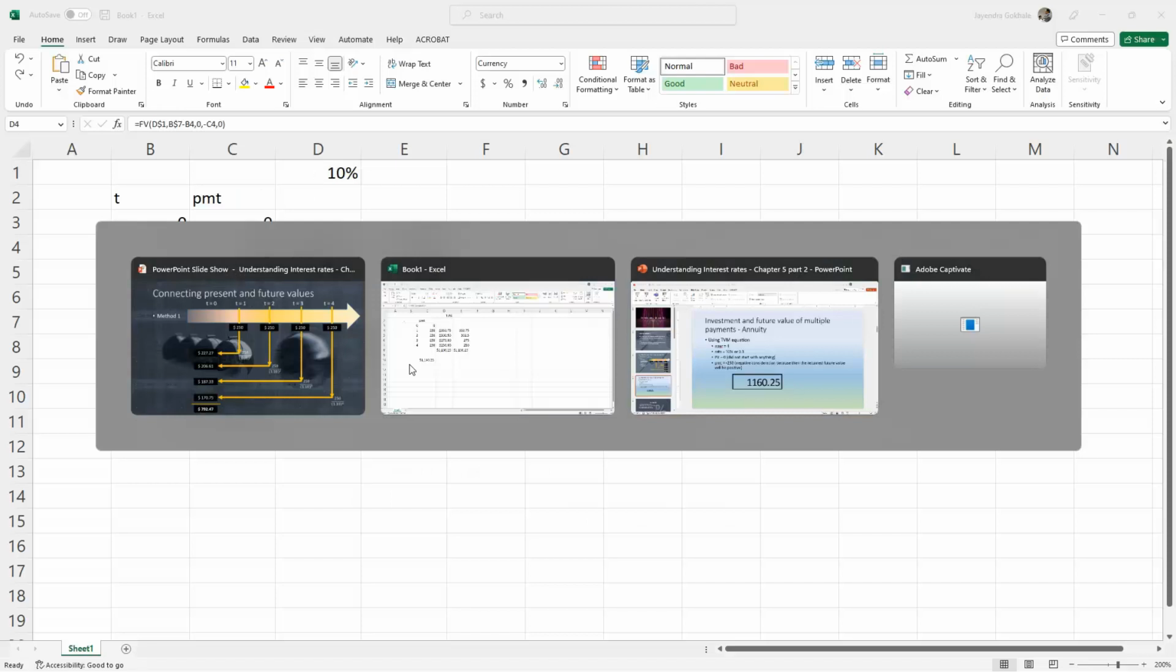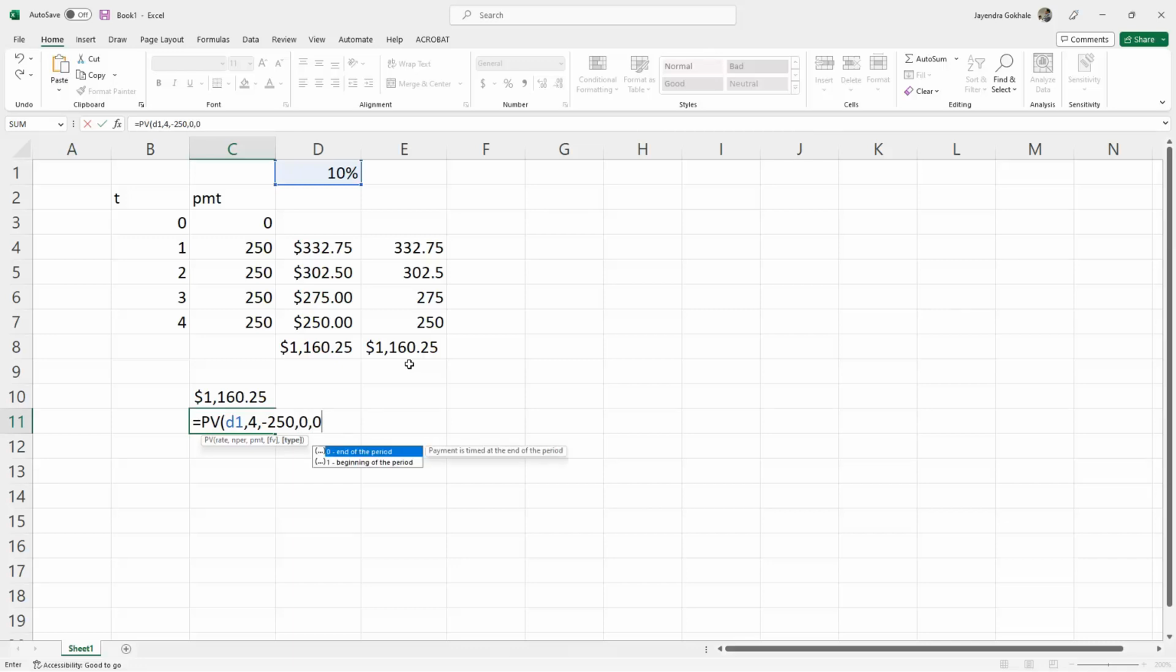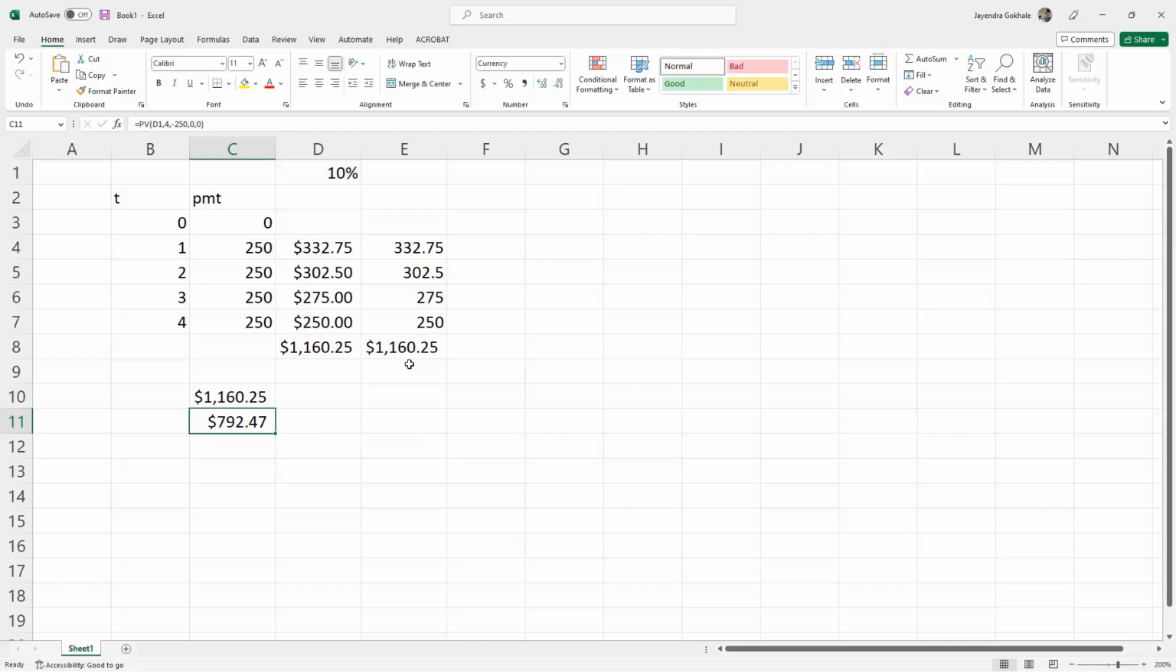To do it simply in Excel is really powerful. Equals PV, the rate is D1, the number of periods is 4, the payments, equal payments are minus 250. Again, remember, it does not start today. Annuity starts today, cash flow after 1 year, nothing, no extra payments available at the future, and the type is 0. It's going to give us the same value, 792.47, that we saw here.